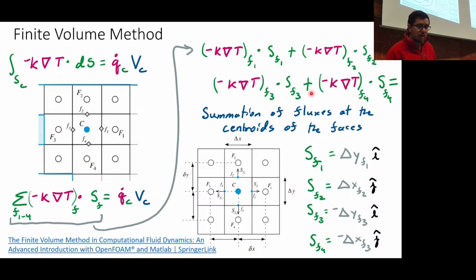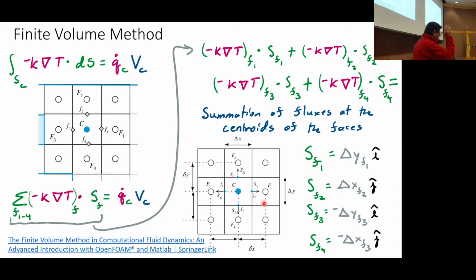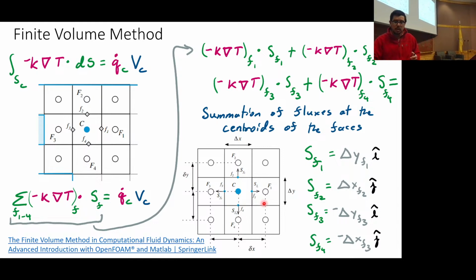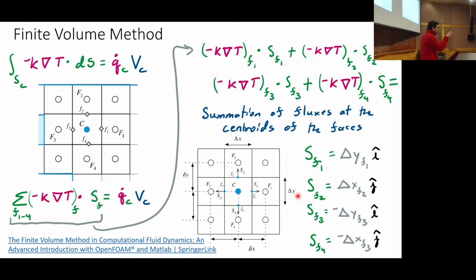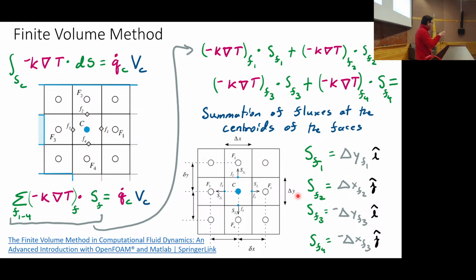And what are SF1? Well, for this one over here, this one we're calling F1, okay? Sorry, that's F3, this is F1. F1 is just a delta Y, and maybe has a Z direction as well, but it's just this length, which is a small length, times the I, that's the x direction, I hat. Okay? And you do this on all four sides. And we sum the fluxes at the centroids of the faces.